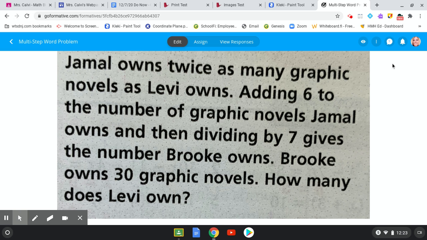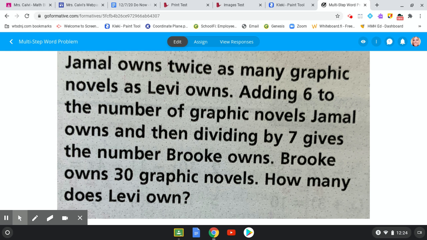It says Jamal owns twice as many graphic novels as Levi owns. Adding 6 to the number of graphic novels Jamal owns and then dividing by 7 gives the number Brooke owns. Brooke owns 30 graphic novels. How many does Levi own? A lot of information here. You have to take it step by step.